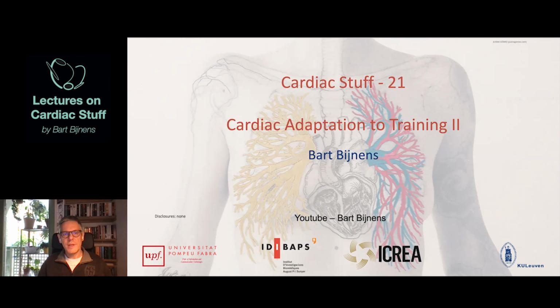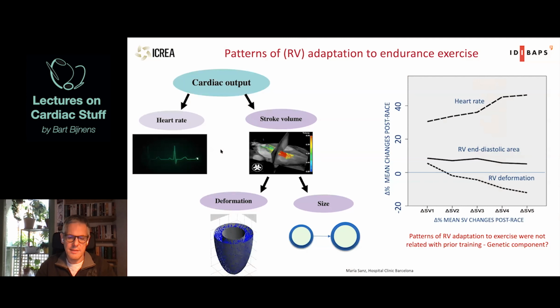So to continue with what we did last time, what we started to talk about is the cardiac adaptation to training, or what the athlete's heart, for example, would look like. Some of the things that I've been explaining before was that when you do exercise, what you need to do is increase your cardiac output. And there's a couple of ways to do that.